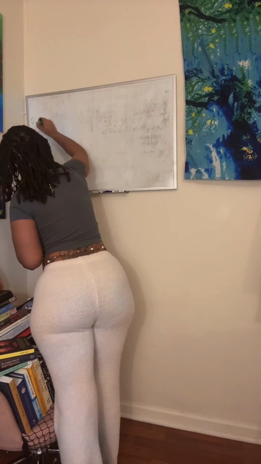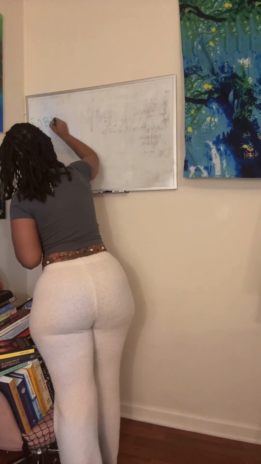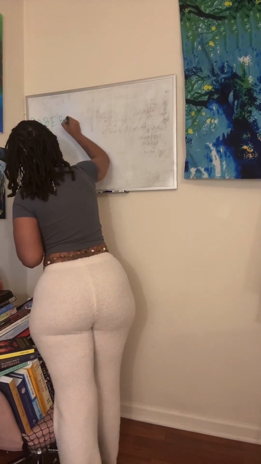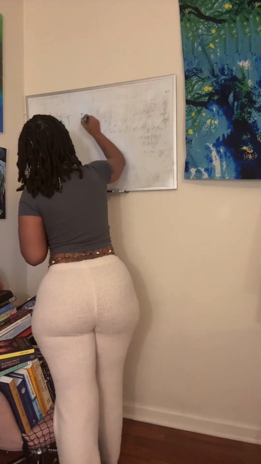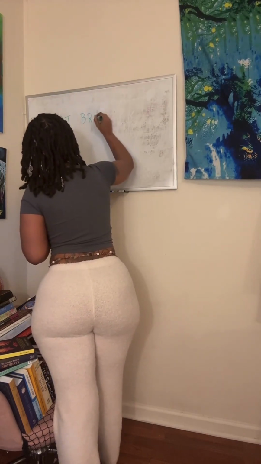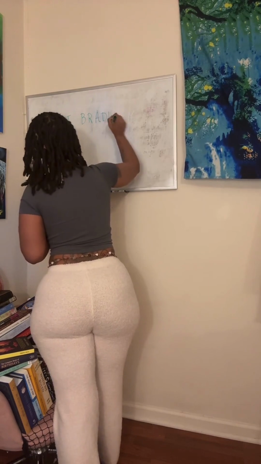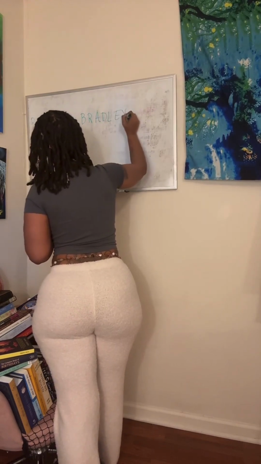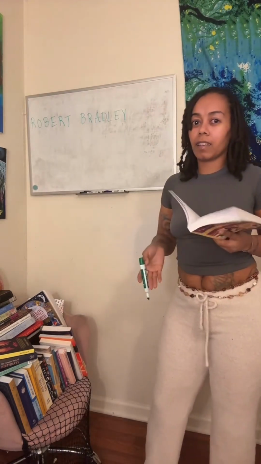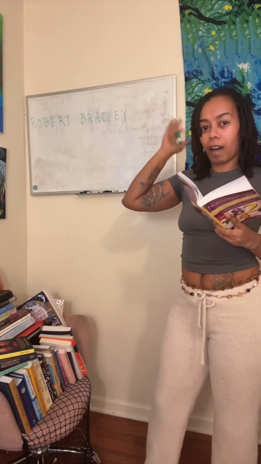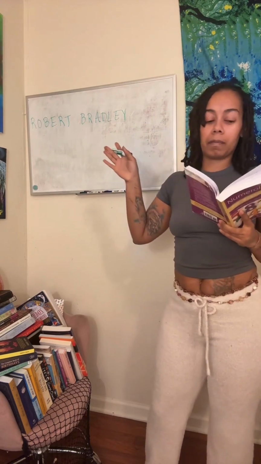Robert Bradley. Now we're going to do the same thing. We can put the vowels at the top, the consonants at the bottom.